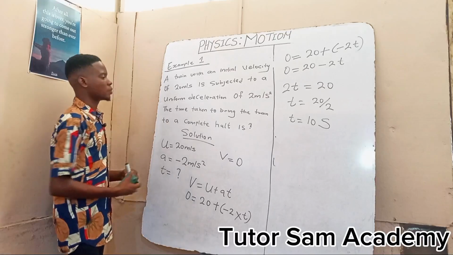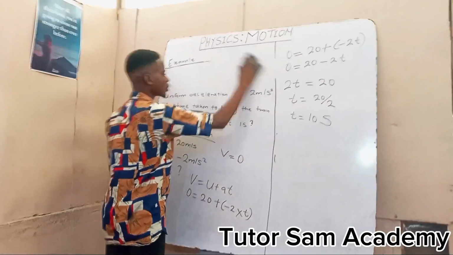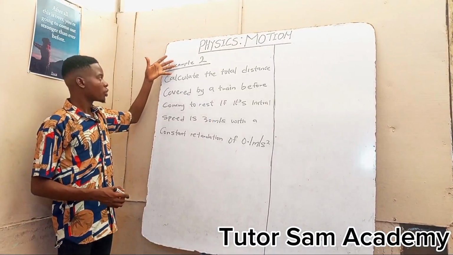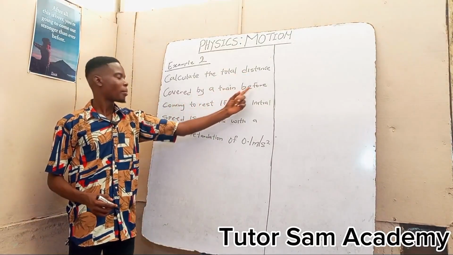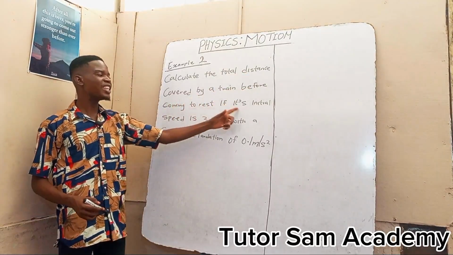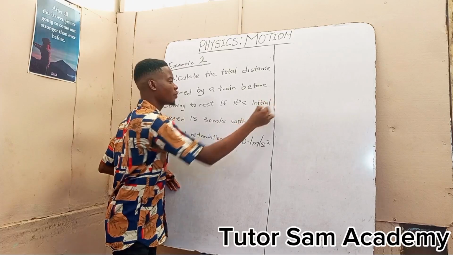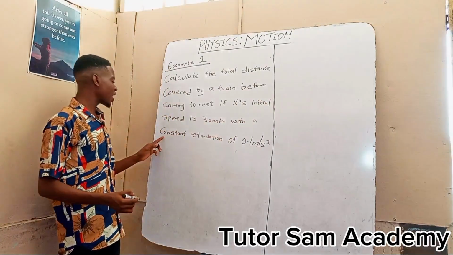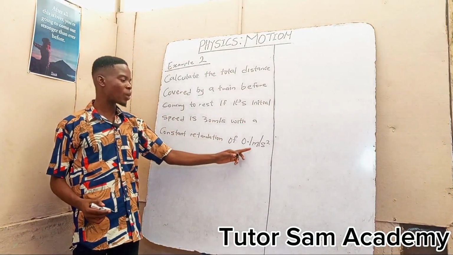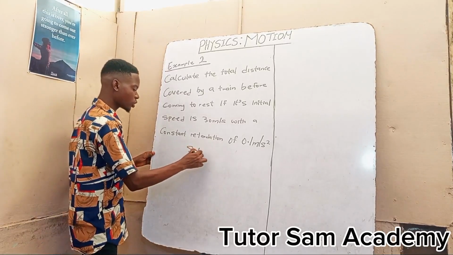Now, example 2. Calculate the total distance covered by a train before coming to rest if the initial speed is 30 meters per second with a constant retardation of 0.1 meter per second square. Now, let's solve this together. Solution.